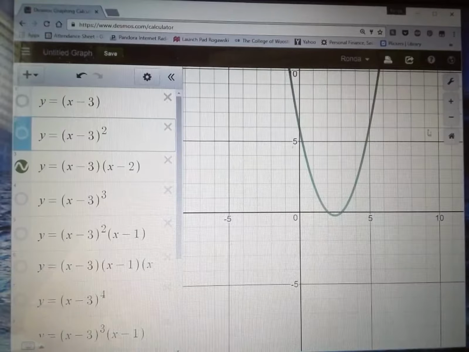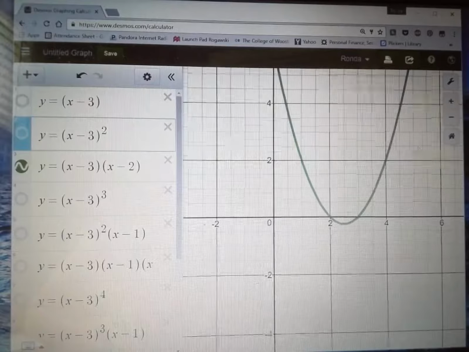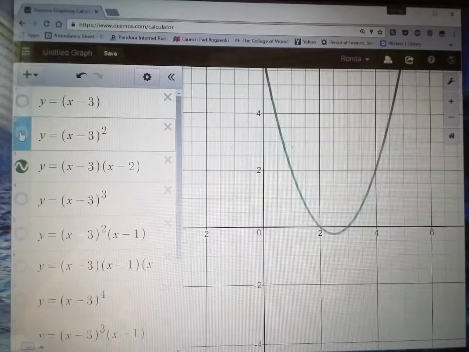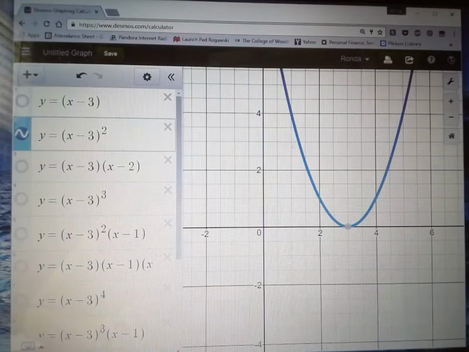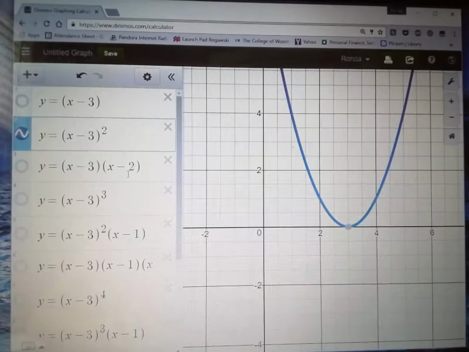Something I want to point out, which we're going to talk about in more detail in the next video or lecture, is that when I look at this one here, I only have the one factor squared, and what I find here is that I'm not actually crossing the x-axis. I kind of bump into it and turn back around, okay? So that's just something I want to point out. I'm going to talk more in detail about it in the next lecture.